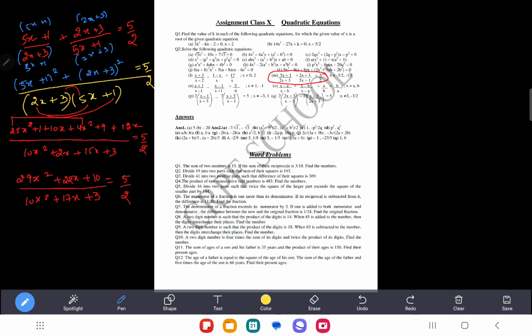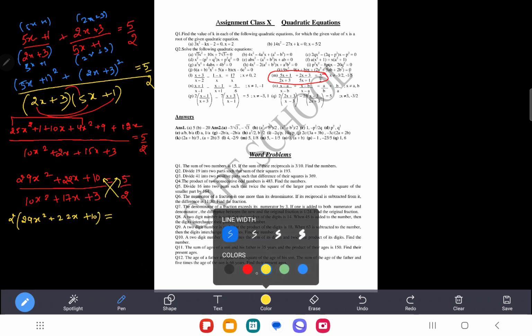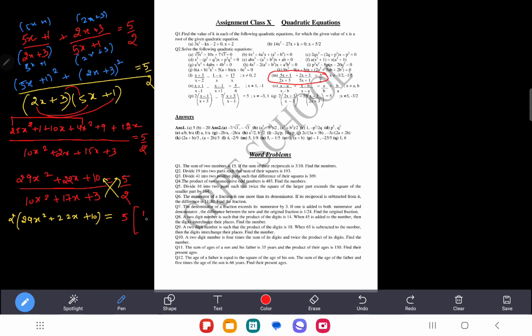And now what are you supposed to do? You're supposed to do crisscross. So you get 2 times 29x square plus 22x plus 10. And that shall be equal to 5 times 10x square plus 17x plus 3. So you have 58x square plus 44x plus 20. Here it is going to be 50x square plus 85x plus 15.